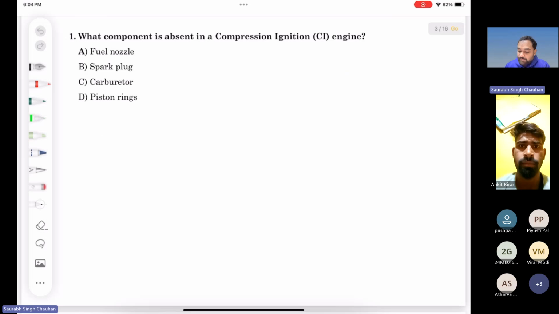For example, what component is absent in a compression ignition engine? You know how a compression ignition engine works. If you know how this compression ignition engine works, then you can easily answer this question. Options are fuel nozzle, spark plug, carburetor, or piston rings. Spark plug and carburetor.